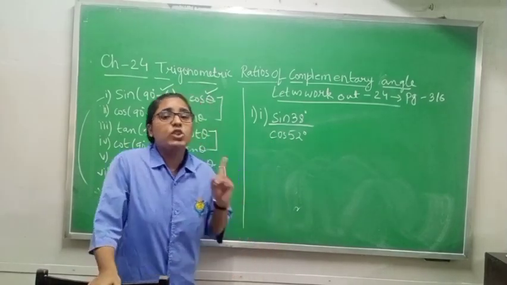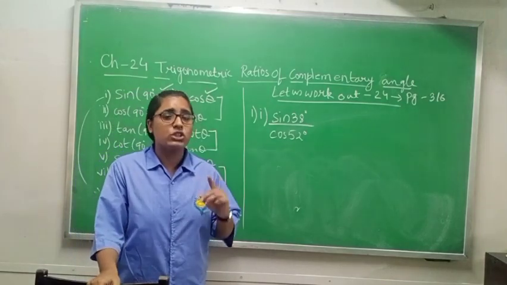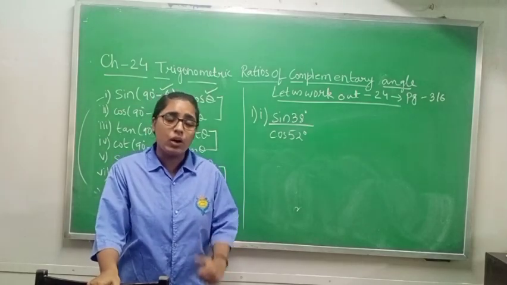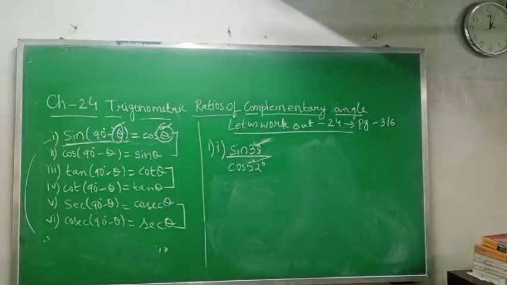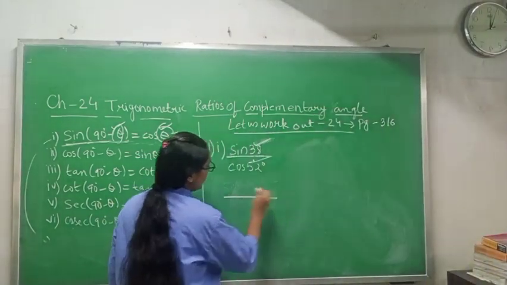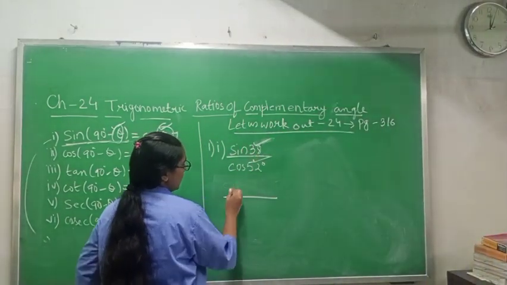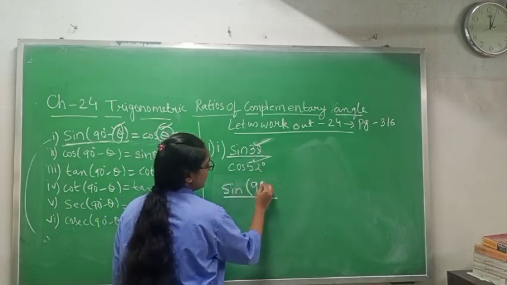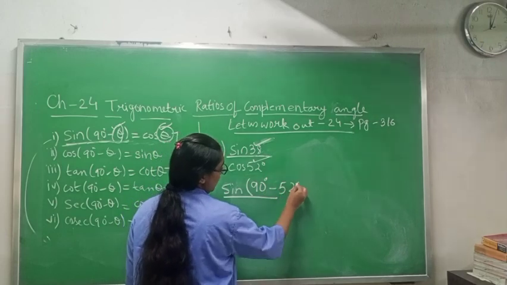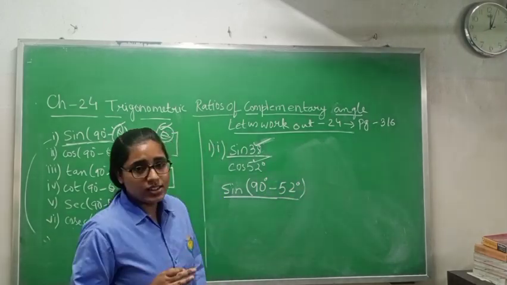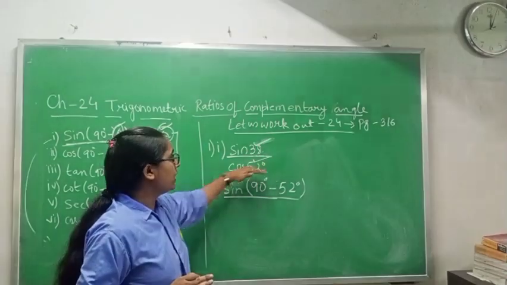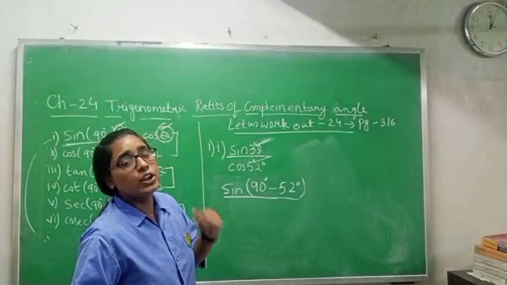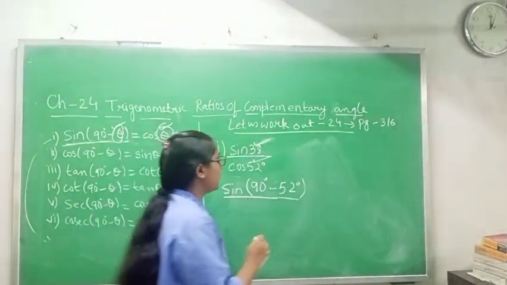So the first step in complementary angle is this: you have to change one of them, sin or cos, into another form. How will you do this? In case of sin 38 degree, you will write sin as it is, and in place of 38 degree, you can write 90 degree minus 52. Why? See, we have to make the angle the same. If 52 degree is with cos, that is cos 52 degree, then we have to make this 38 degree into 52 degree.